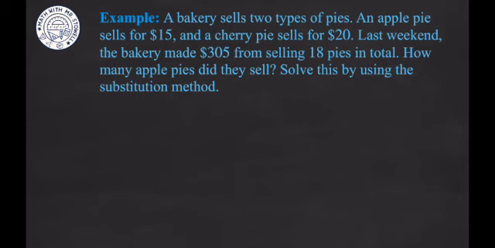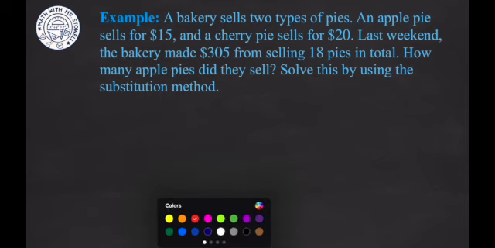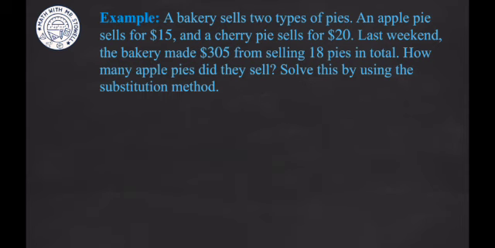Okay, substitution method, we are going to take one of the equations, solve out for x or y, and put it in place of that variable. So let's go ahead and just do a few things with this. First thing that we know is let's deal with the money. We know that an apple pie sells for $15. And we're going to say our variable is going to be a for apple pie, might as well. So $15 times however many apple pies we have. The other thing that we have is that cherry pies sell for $20. So $20 times however many cherry pies. So we're going to use c for cherry pies.